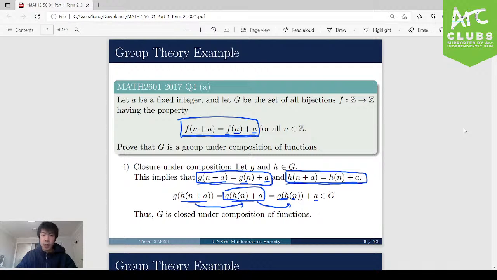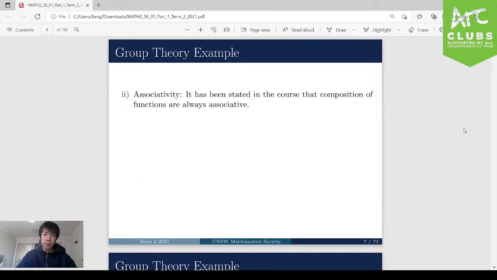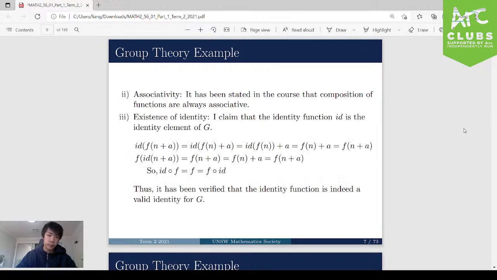Now, the next thing we have to prove is associativity. That one is quite easy for this example, because in the course, it should have already been stated somewhere in the lectures that composition of functions is always associative. So you can just make that claim and it's done. Okay. The next thing is you have to prove that there is an identity.